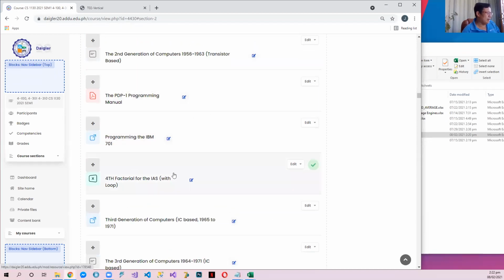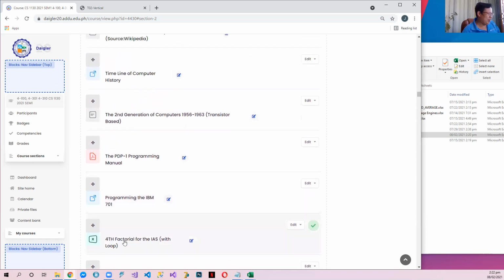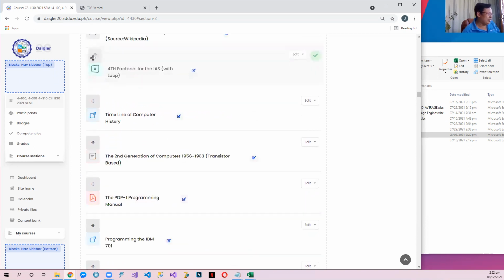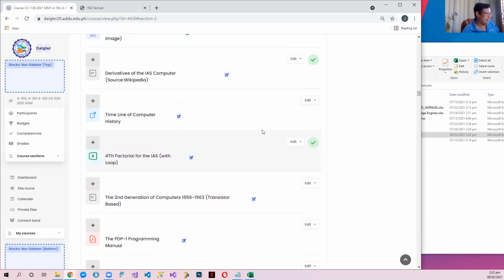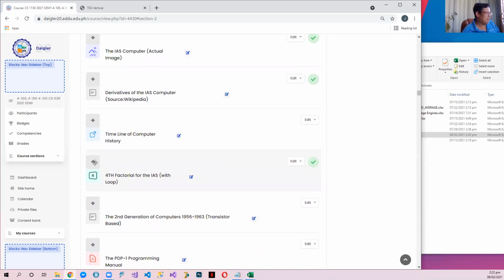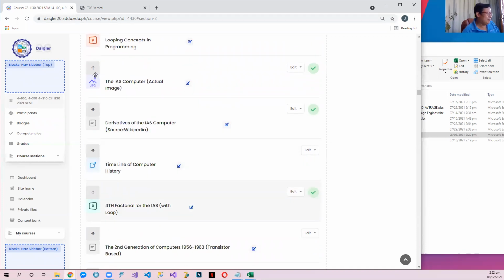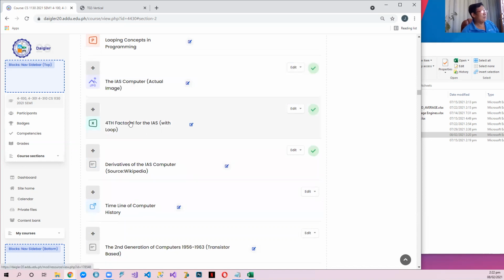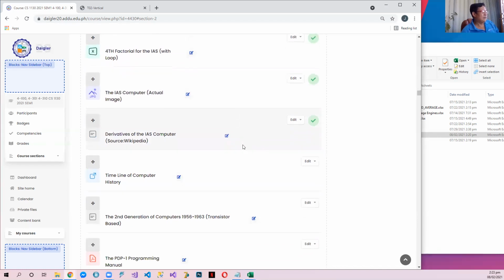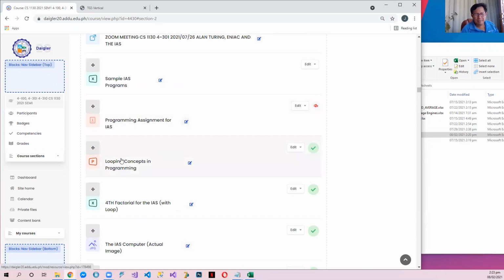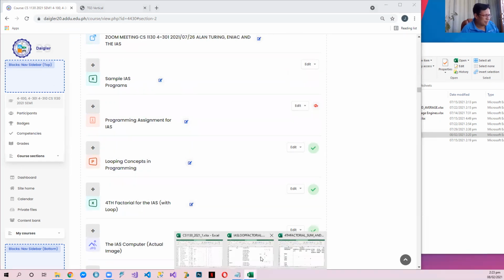Next program is PDP1, next time. The main difference between PDP1 and IAS is there's no more jump left. There's no more jump left and jump right. Okay, so we have a much easier computer to program. Okay, do you follow? So it's below the looping concepts. And to understand this concept, you have to go through this first.